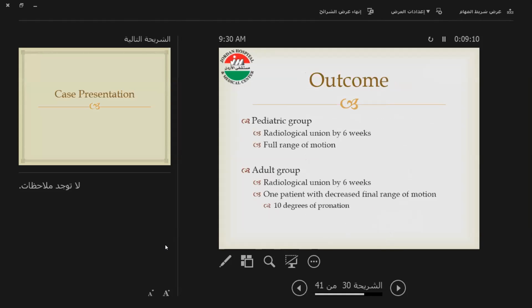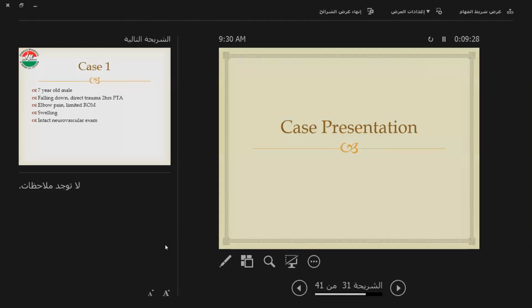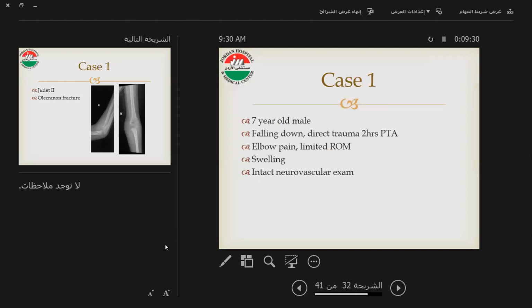For the outcome, all the pediatric patients had radiological union by 8 weeks with full range of motion. The adult group also had radiological union by 8 weeks, but one patient had a decreased final range of motion of around 10 degrees of pronation, which did not cause a problem for his daily life.